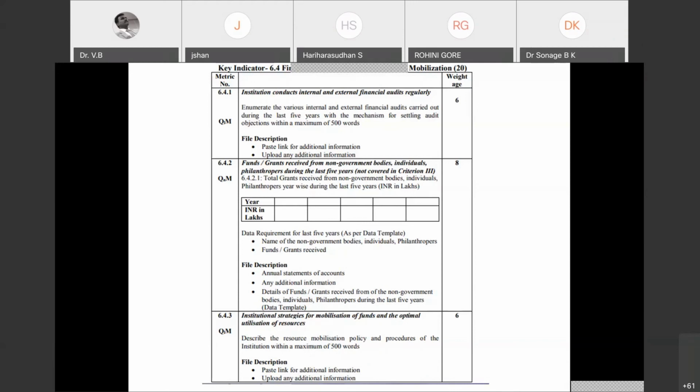And in the second session, someone was asking what about the sharing of resources. That can be shown here in this description as optimal utilization of resources. A typical example can be a central instrumentation facility available at one campus, wherein if an institution has three or four campuses, then the central instrumentation facility available in one campus can be shared and utilized effectively by the various institutions.